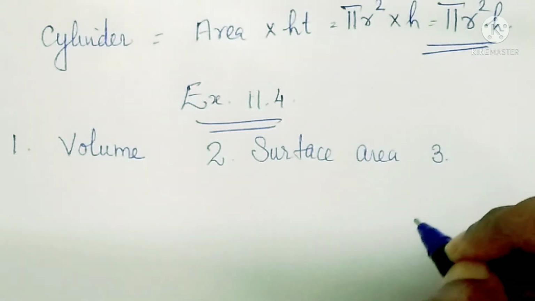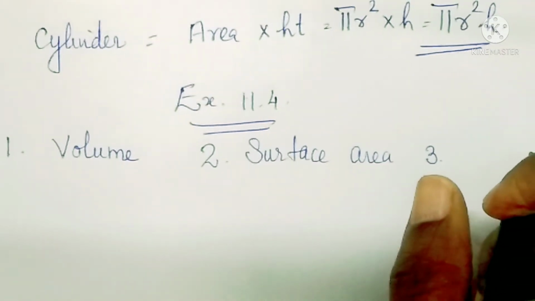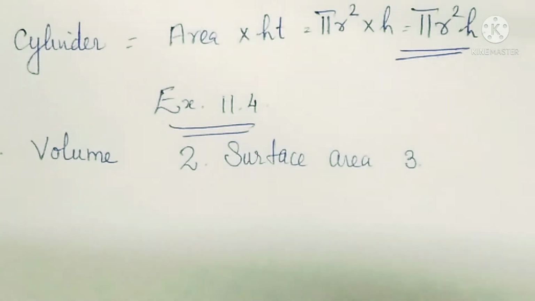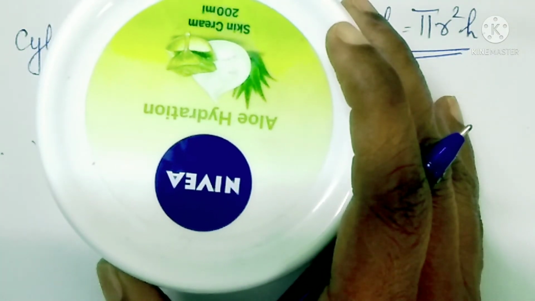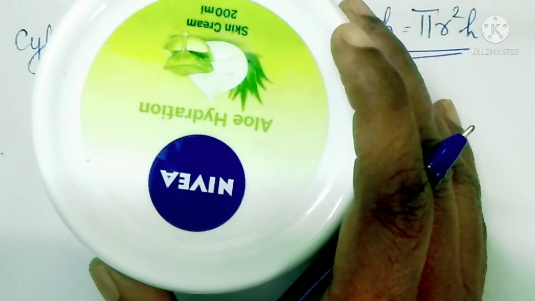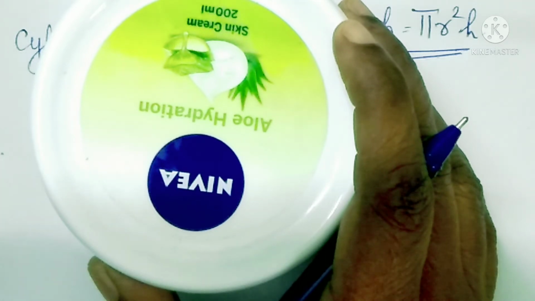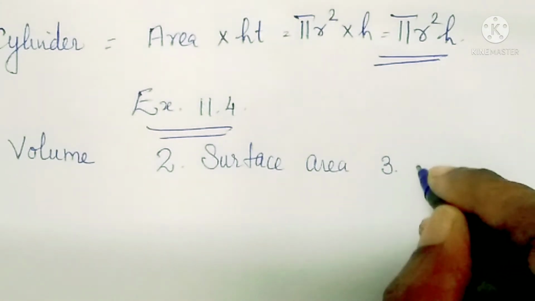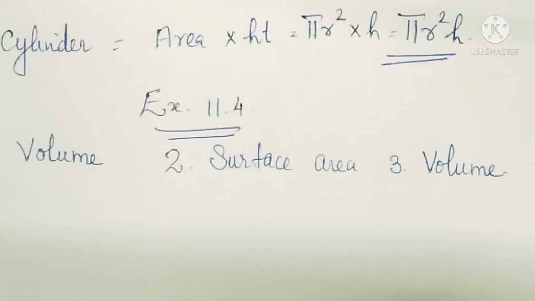And in the third one, to find the number of smaller tanks that can be filled with water from it. For example, if I have this cylinder filled with water, and from this I fill the water into small tanks, how many tanks can I fill? We have to find the volume of this cylinder and also the volume of the small cylinder, and then divide them. So here also we need to find the volume. We should be clear when to find volume and when to find surface area.